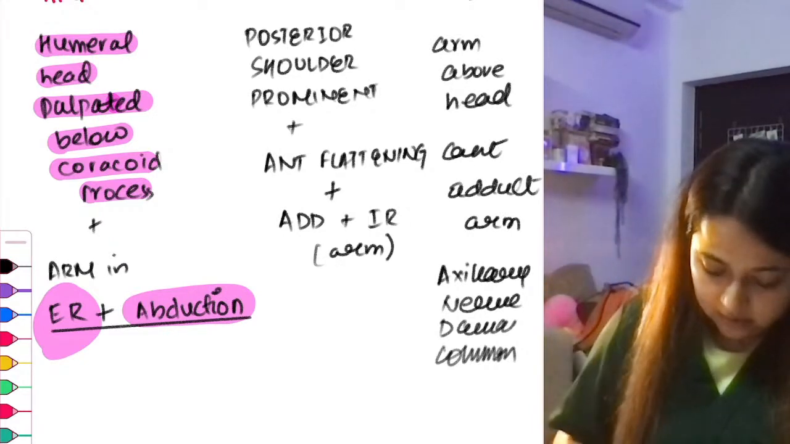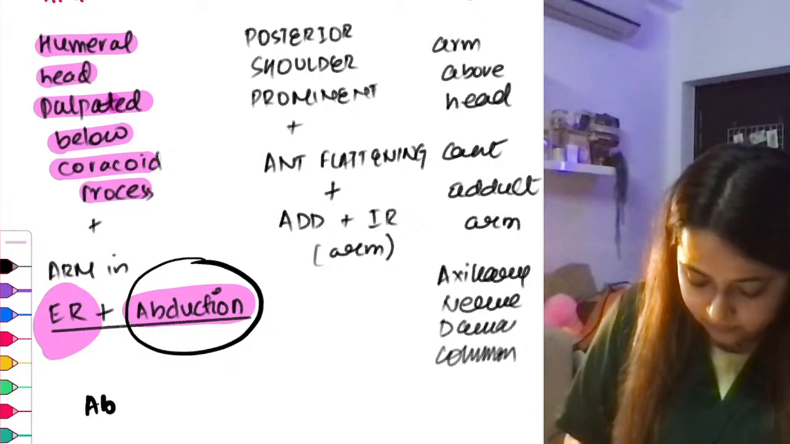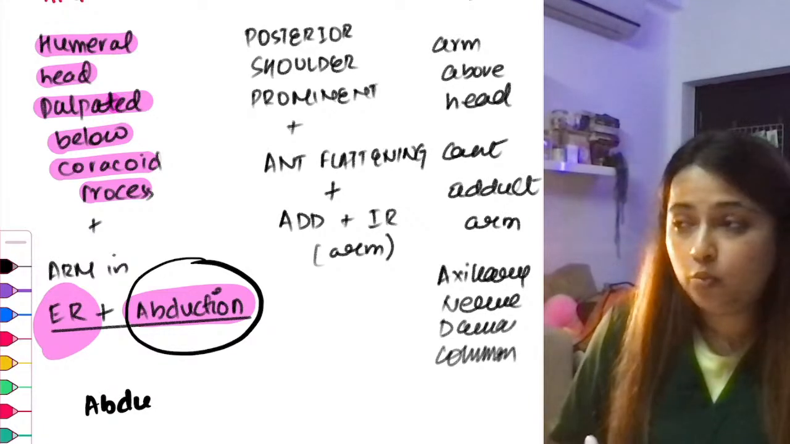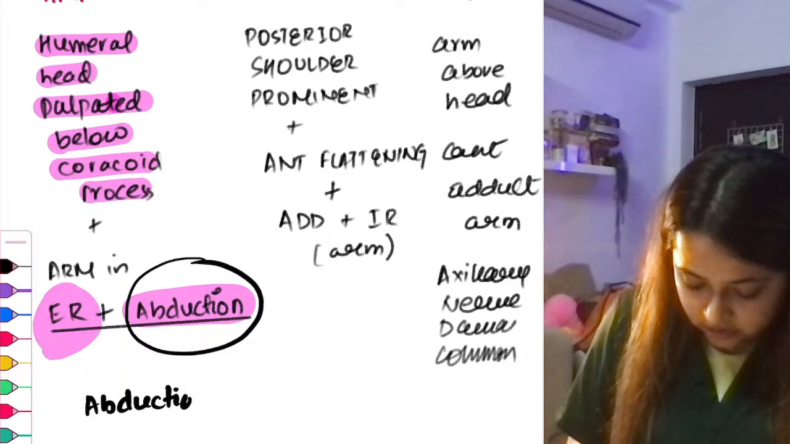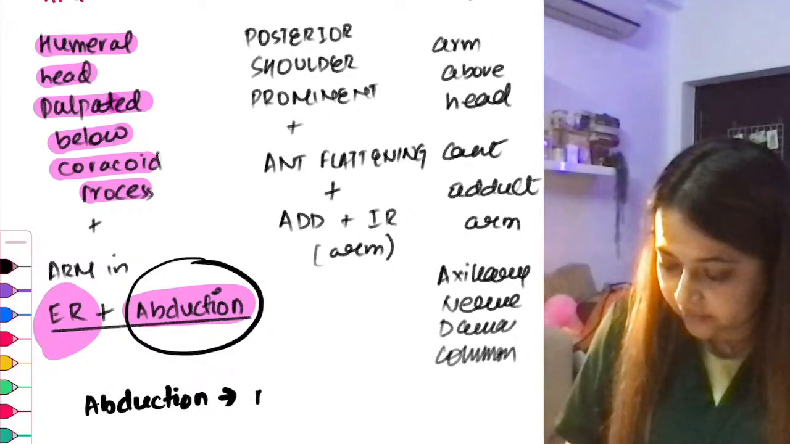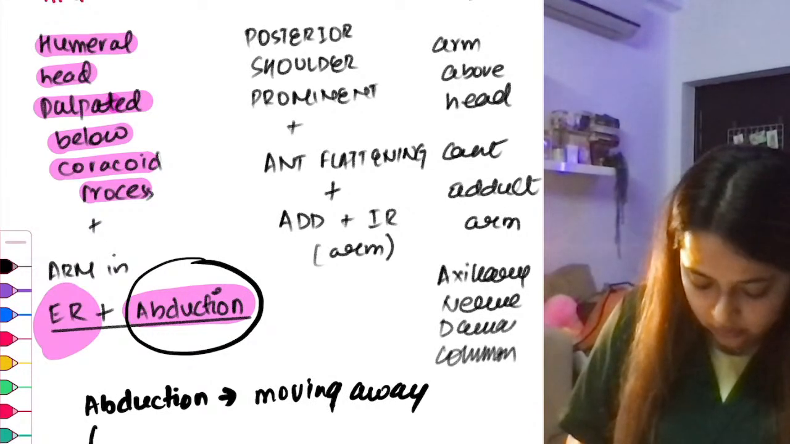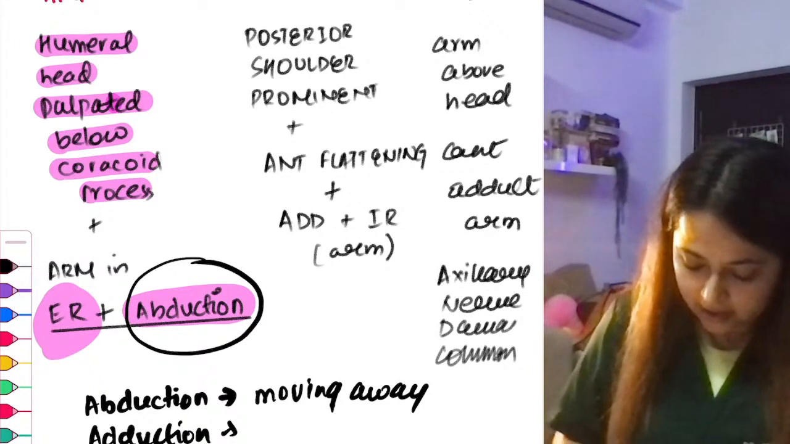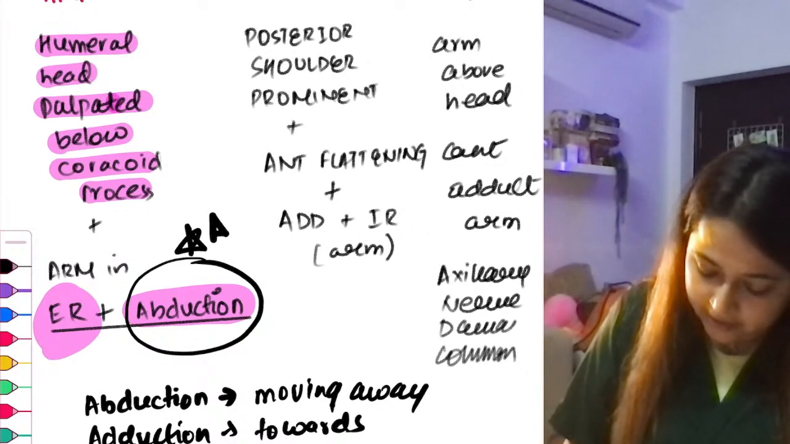Okay, so guys, let us clear this point. What is abduction and adduction? This posture is very important, so keep this in mind. What would be the posture of the arm in case of the shoulder dislocation? Abduction means moving away from the body. Adduction means towards. So abduction is moving away from the trunk, adduction is towards. This posture is very, very high yield.